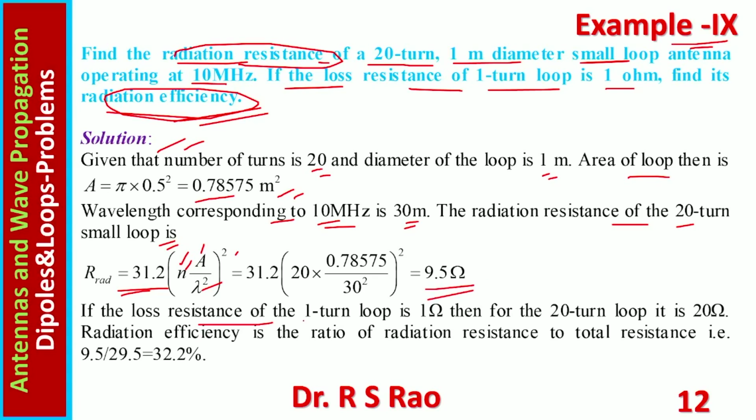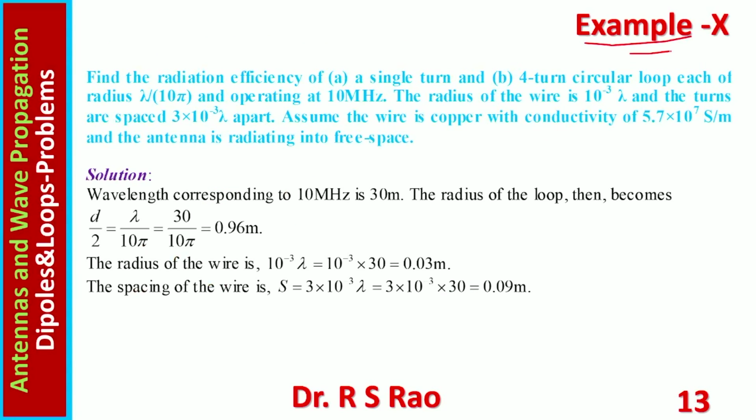If the loss resistance of the one turn loop is 1 ohm, then for the 20 turn loop, it is 20 ohm. Radiation efficiency is the ratio of radiation resistance to total resistance. Radiation resistance is 9.5. Total resistance is loss resistance plus radiation resistance, which is 29.5. This ratio, which is radiation efficiency, in the present case turns out to be 32.2%.